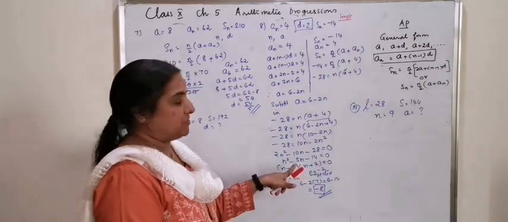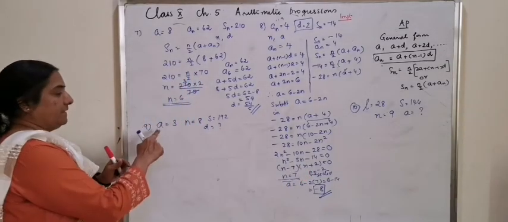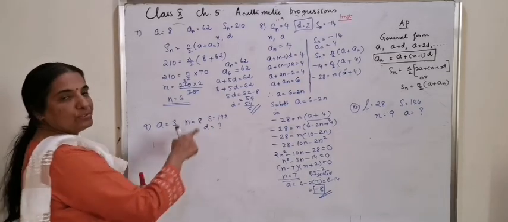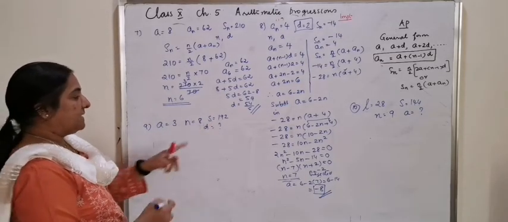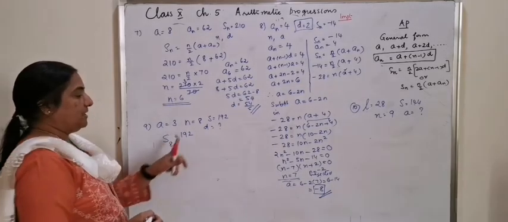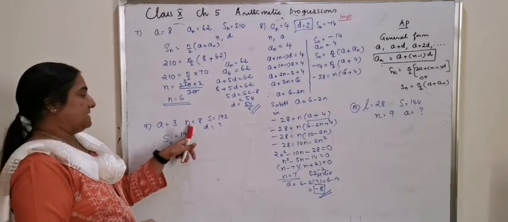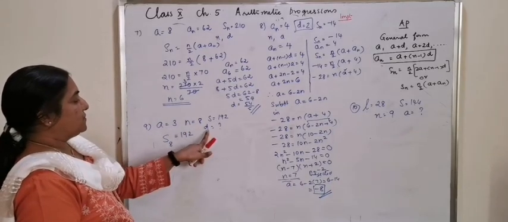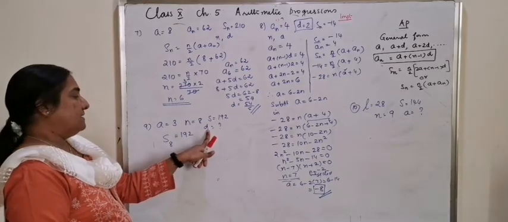Please study as such. The next one, a is equal to 3, n is equal to 8, S is equal to 192. It is understood that S8 itself is 192 because the value of n is given as 8. You are given the value of a. You are supposed to find out what is the value of d.